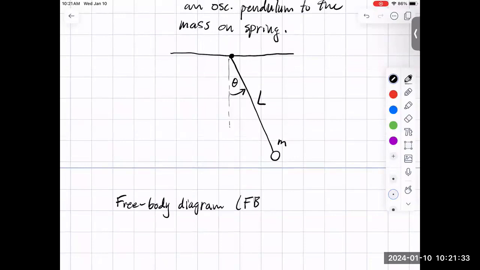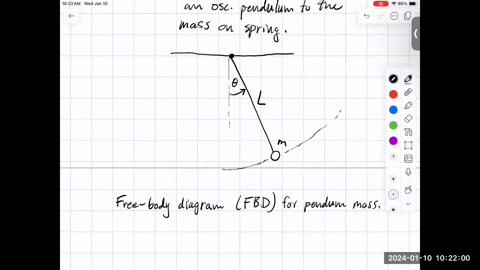So, free body diagram for the pendulum mass. The first thing I'm going to do is trace out the trajectory that this mass would follow. What it's going to do is actually follow the arc of a circle, and that circle would have radius L.